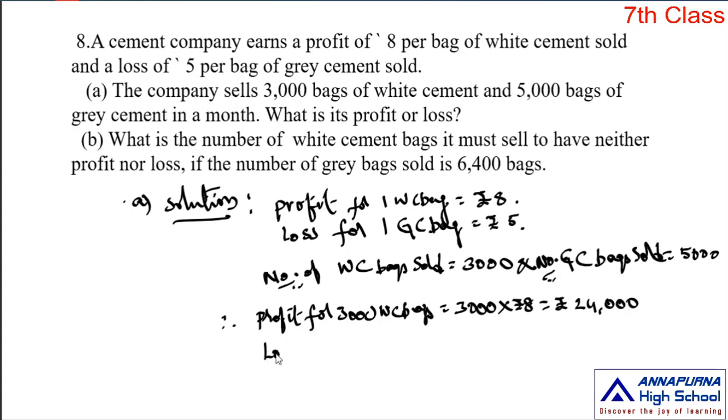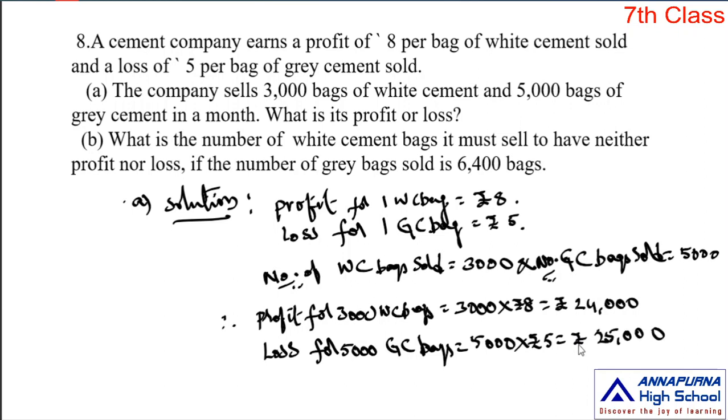Loss for how many bags sold? The company sold 5000 bags of grey cement. Therefore, loss for 5000 grey cement bags. So 5000 into, what is the loss for every bag? So loss for one grey cement bag is 5 rupees. Therefore 5000 into 5, which is equal to 25,000 rupees loss.